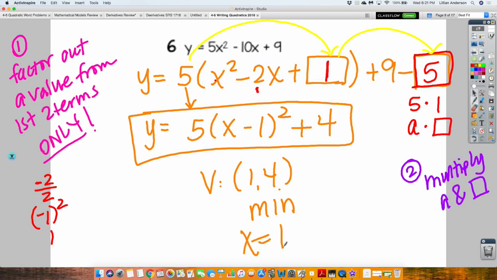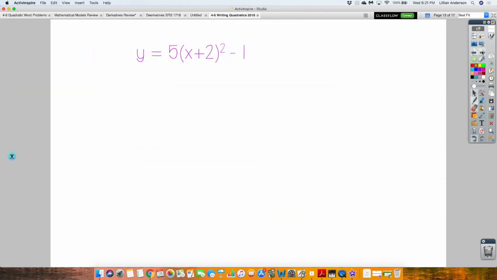That's it for the foldable, but I want to make sure that you guys have enough practice with writing it in vertex form when A is not 1, okay? I'm going to do this one. Remember, the first thing I need to do is we're going to need to factor out the value of A from the first two terms, which is negative 3.